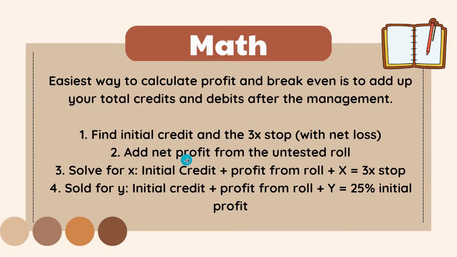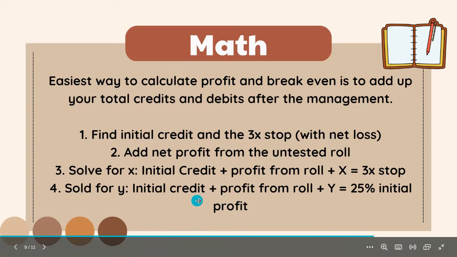Then you're going to add your net profit that you got from the untested roll. You are taking in additional premium when you roll the untested side, and just add that up. Then look at your initial credit, add the profit from the roll, then figure out a certain value, that'll be X here, and set that equal to the 3x stop price. When you do all that math, you can solve for your X value, and that would be the stop loss of the new position.